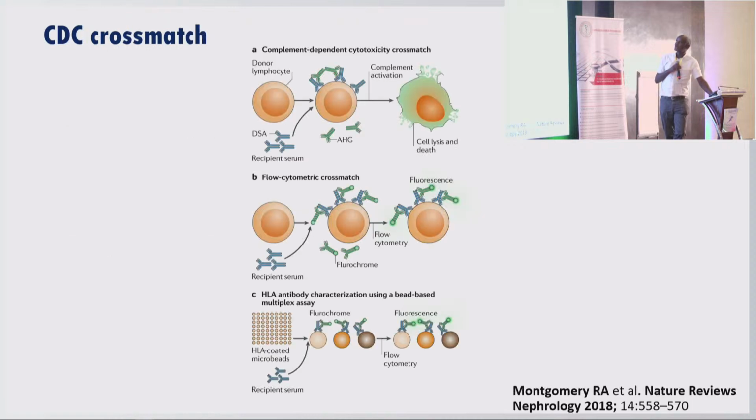And this is how the CDC cross-match is done. Really, it's about introducing donor lymphocytes to the recipient serum. If the recipient has antibodies, those antibodies will bind to these lymphocytes, and then you add complement, and holes will be poked into these lymphocytes. You add a dye. If a lot of the lymphocytes have dye in them, it means they have holes, and it means there are a lot of antibodies. So this is something that probably most of you would not be interested in, something for the nephrologist to help you with.